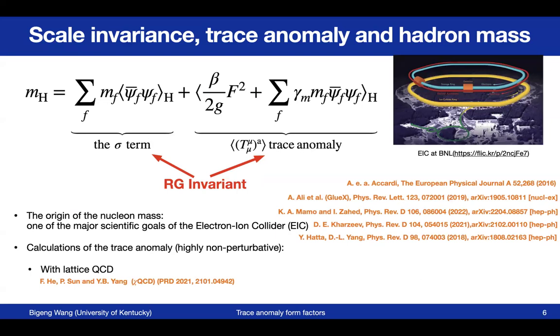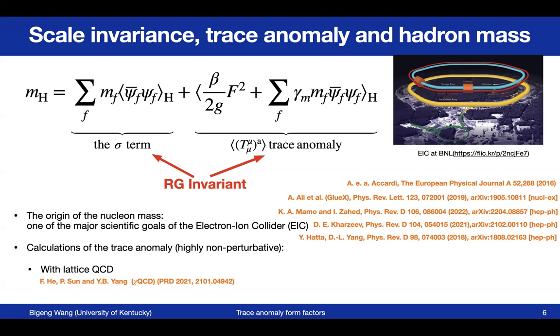Good. Yeah. This trace anomaly, is this just the leading order QCD expression, or is this in all orders? You mean this expression here? Yes, I think it's written in a form that contains all the orders. After all the renormalization, you have the renormalized beta over 2g, the renormalized F squared, and gamma m, all these things. But for now, I'm just writing everything in the form from dimensional regularization, a kind of perturbative expression.